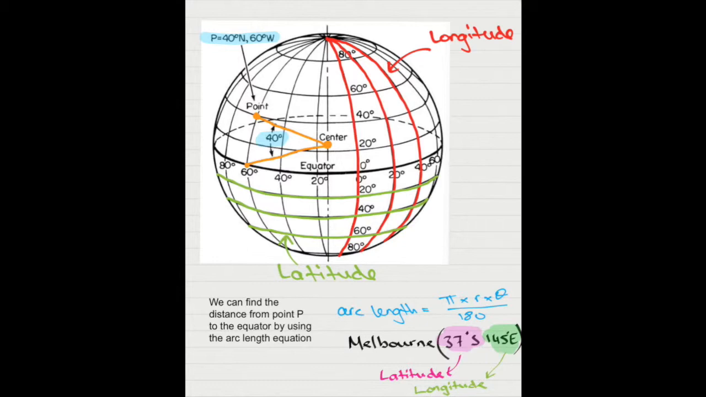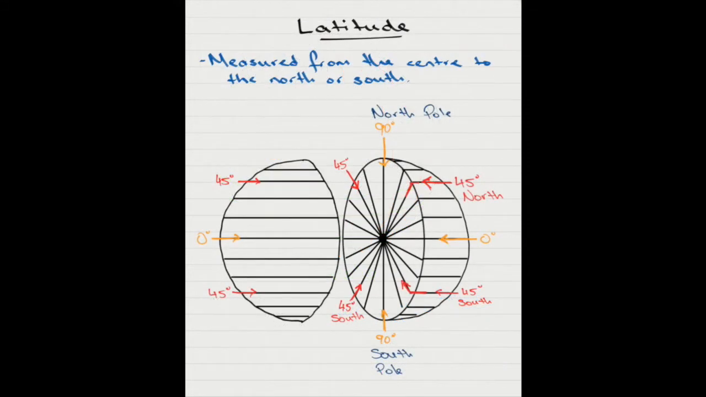So let's have a look at what all these words actually mean. First up, latitude. We always measure it from the center of the Earth to the north or the south. So in our little diagram, we have Earth here that's been cut in half. We've got a few things labeled: the South Pole at the bottom, the North Pole at the top. We have our equator going through the middle, and our equator represents 0 degrees. Latitude lines are the flat lines that go across the Earth. The equator is one of these lines.